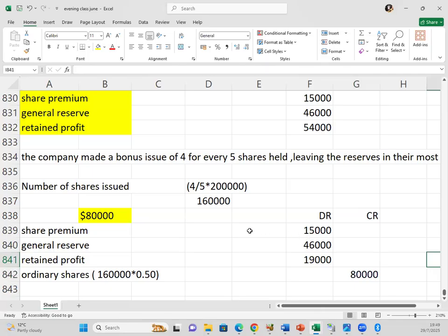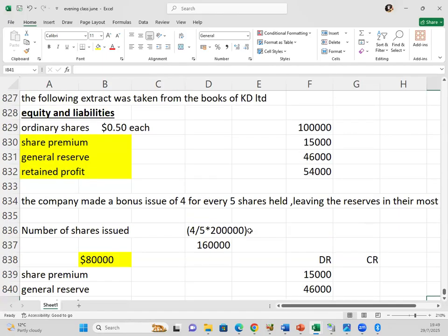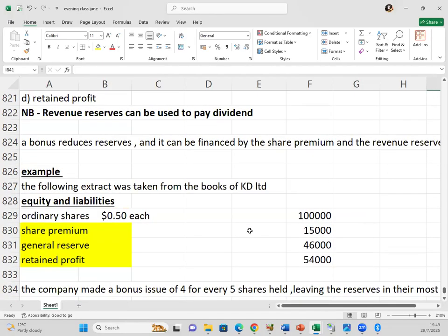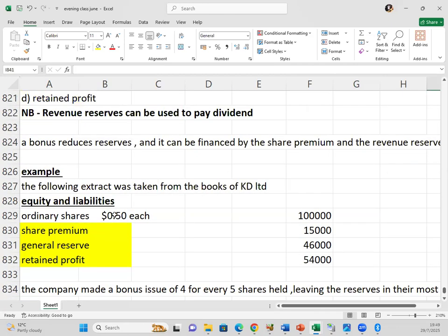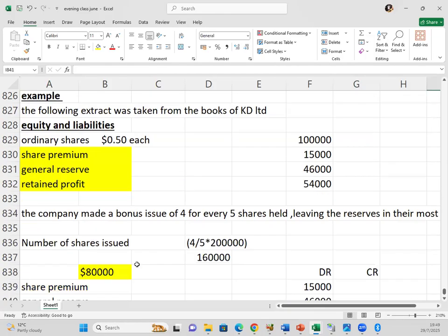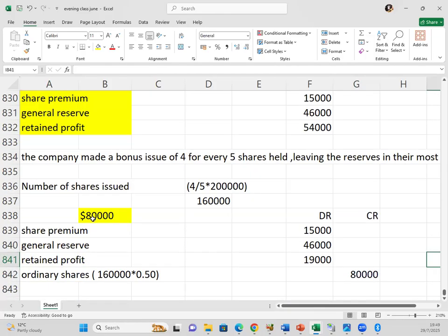So take note of this part. Let me just quickly repeat it. First of all, determine how many shares you are giving them. It's 160. What is the value of these shares? You multiply by the par value, since each share is for 50 cents. It's given here that each share is for 50 cents. So the value of the shares you're giving them is 80,000.